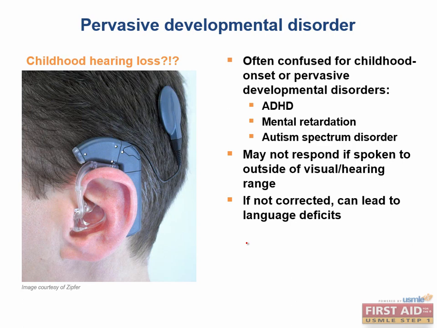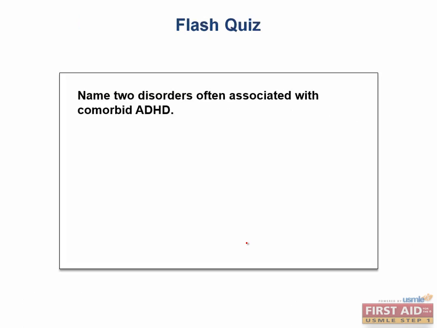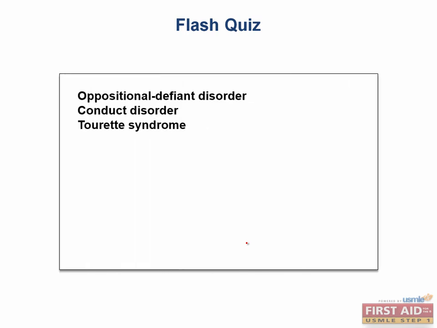Now here's a flash quiz to keep you all on your toes. Name 2 disorders that are associated with comorbid ADHD. Go ahead, pause the video if you need some time to think. And there are actually 3 possible answer choices: oppositional defiant disorder, conduct disorder, and Tourette syndrome. ODD and its cousin conduct disorder are highly comorbid with ADHD, while Tourette syndrome is associated with ADHD, but it's actually the association with OCD that's more frequently tested.